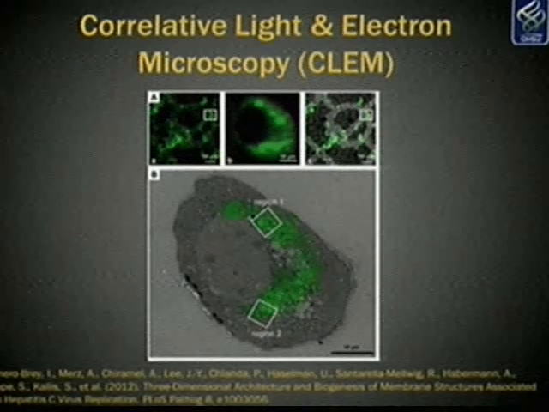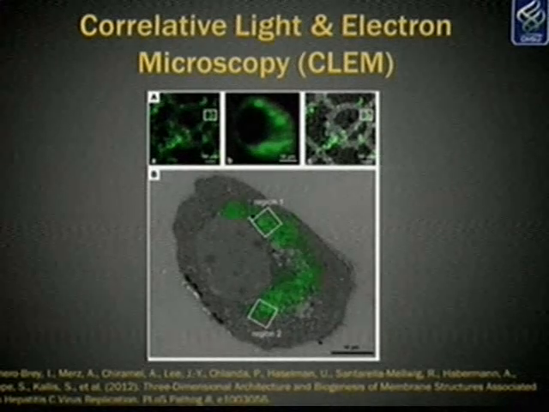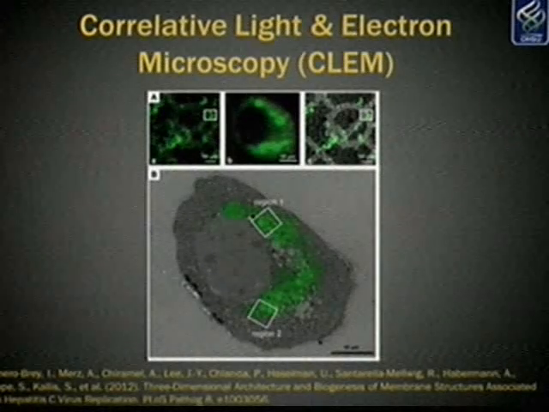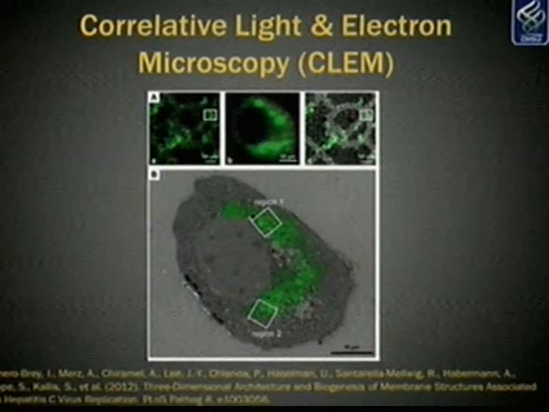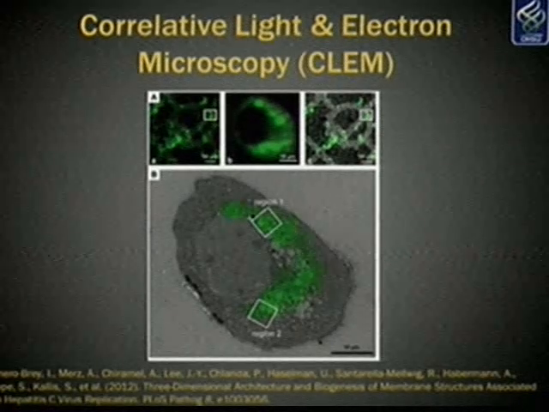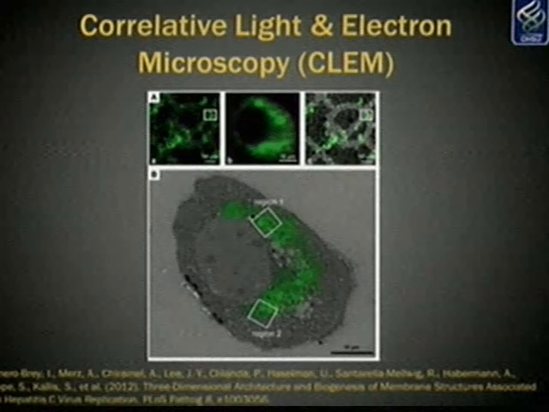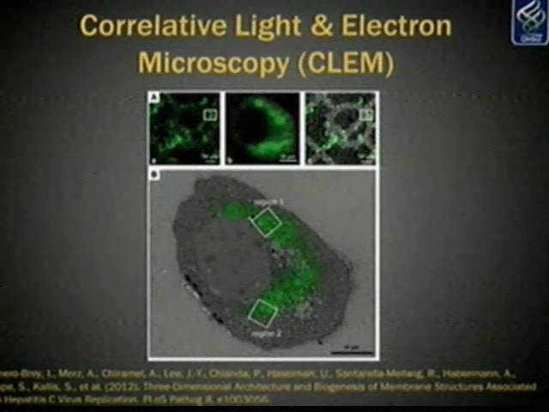In this case, this was viral replication again. So we can see the green gene was part of the virus replication mechanism, so we can tell that the virus is replicating in these areas, and then zoom in with the electron microscope to see, okay, is this happening in certain vesicles or in mitochondria or what?